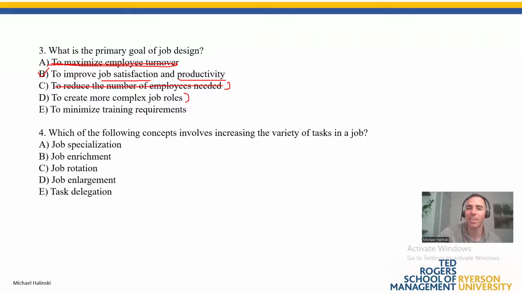So that's interesting, that is typically a task or one element of job design to create more complex roles. So we could talk about that in terms of job enlargement, for example, to minimize training, but that's not the answer for this particular question. To minimize training requirements, perhaps if it was the idea of trying to decrease the variety of somebody's tasks. So again, that's incorrect, but it could be a sub component of job design. But this part B is definitely the one that speaks to it overall.